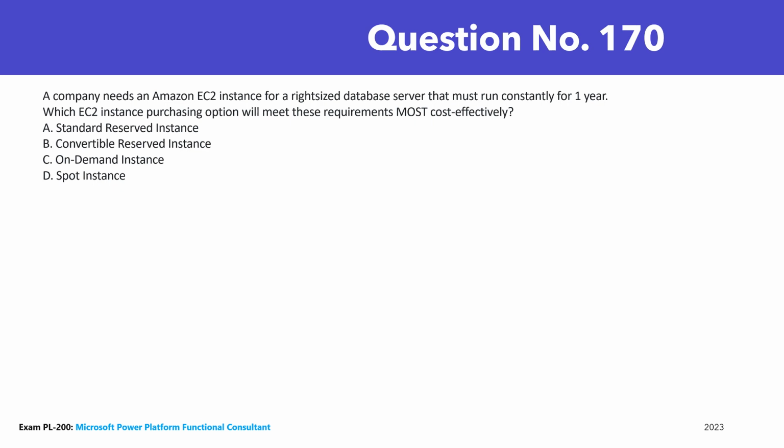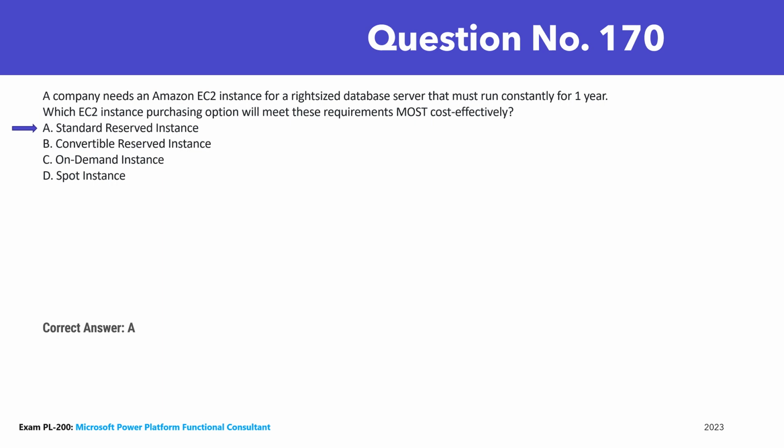A company needs an Amazon EC2 instance for a right-sized database server that must run constantly for 1 year. Which EC2 instance purchasing option will meet these requirements most cost-effectively? A. Standard Reserved Instance. B. Convertible Reserved Instance. C. On-Demand Instance. D. Spot Instance. Correct answer, A.